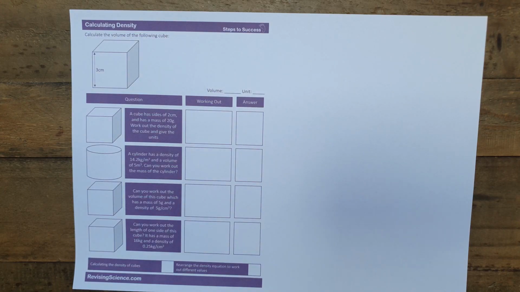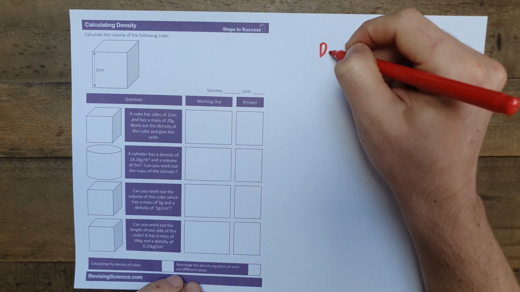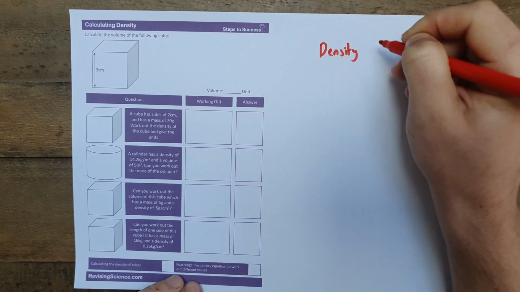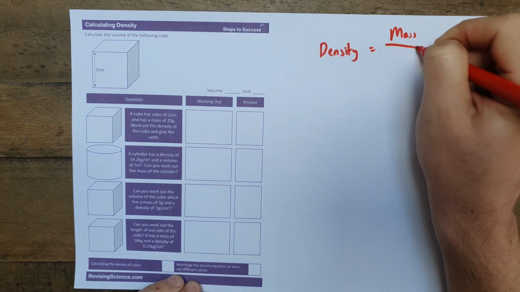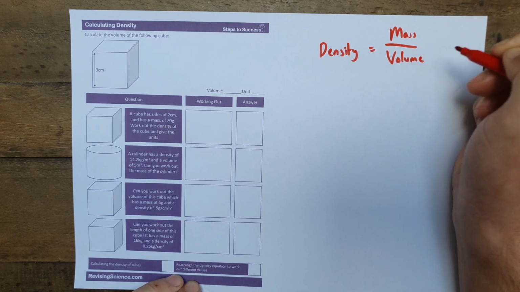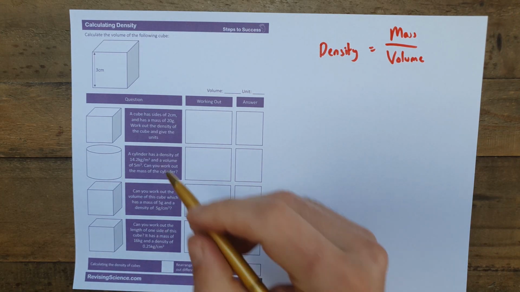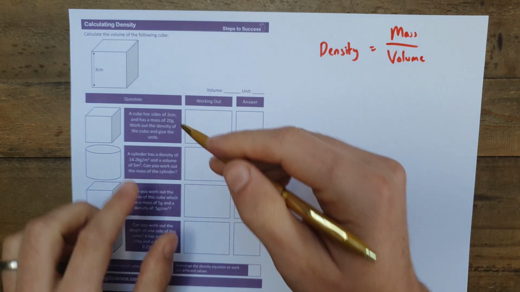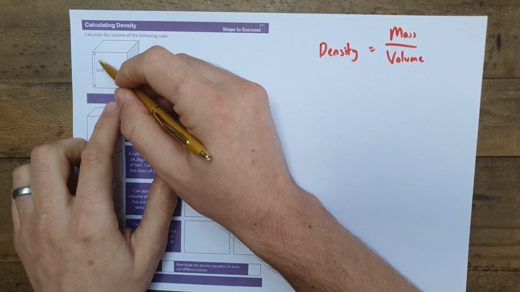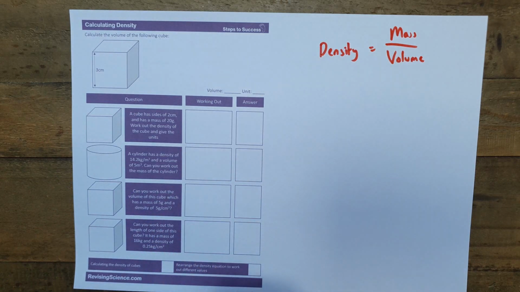On this task, it's all about calculating density, and we're going to be using the density equation, which is density equals mass divided by volume. To get us warmed up on the first question, we just need to work out the volume of the following cube. Because it's a cube, we know that all sides will have the same length, which is 3 centimetres.